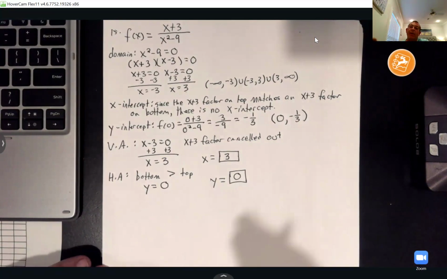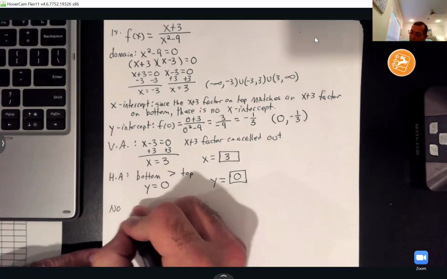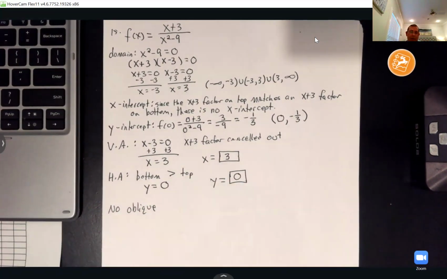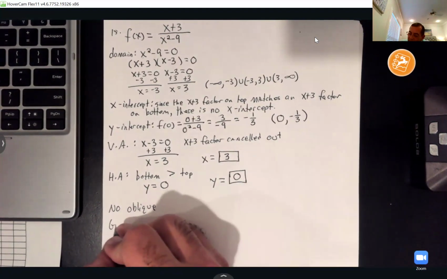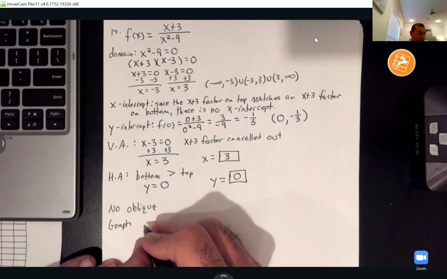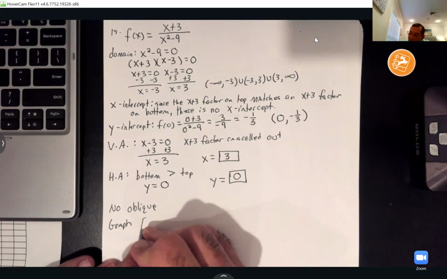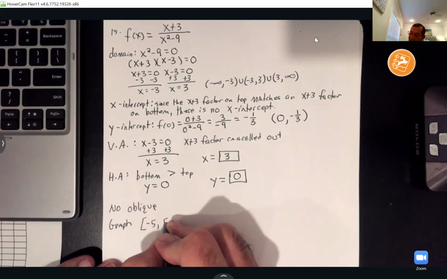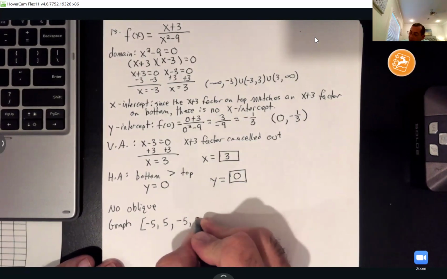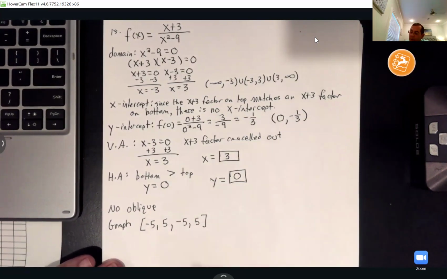All right, then remember there was no oblique. Okay, so we're always going to put no oblique on these. I don't know why they add them on there, but there's no obliques. All right, then we got to look at the graph. So y'all, these graphs, their window will be -5 to 5 on the x's and -5 to 5 on the y values.